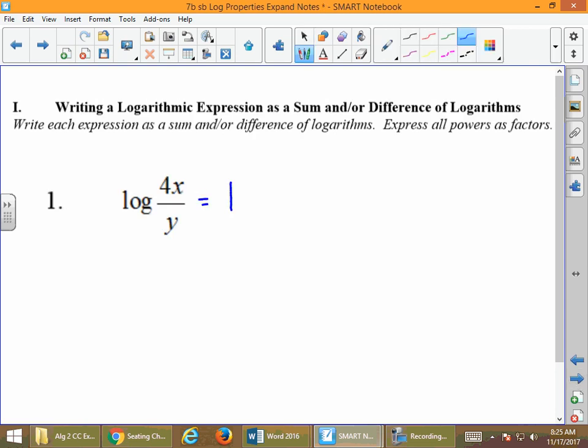This is going to be log of 4x minus log of y. Again, subtracting, because the original problem is division, 4x divided by y. We oftentimes say 4x over y, but it really is a division. But there is one more part to this that we need to look at. It says log of 4x. Well, log of 4x means log of 4 times x. There's a multiplication in that problem where we can expand.